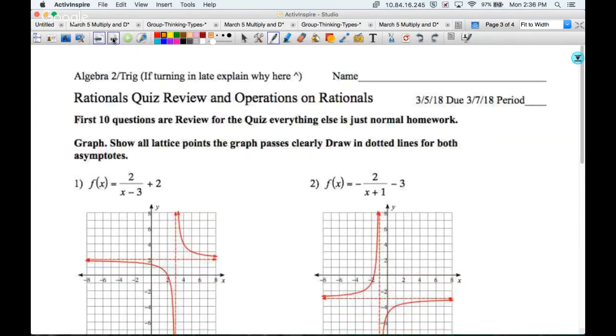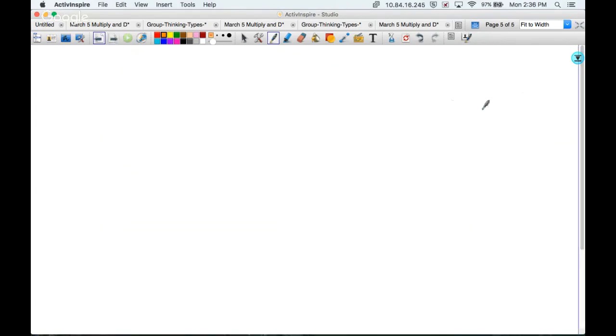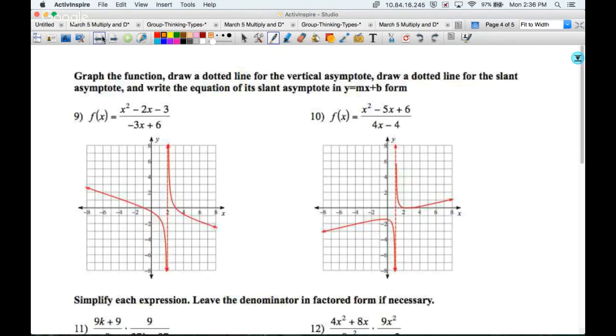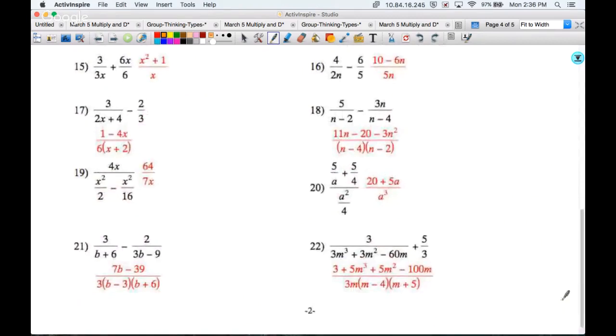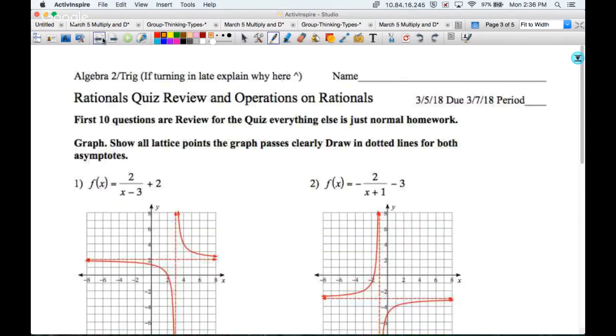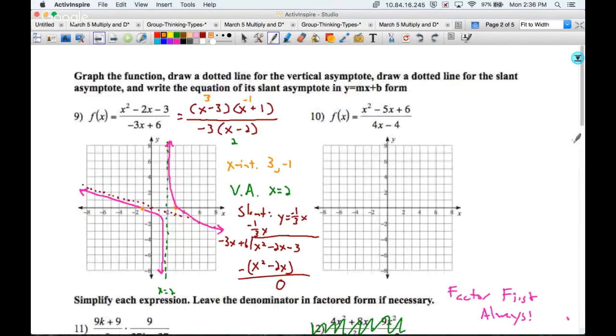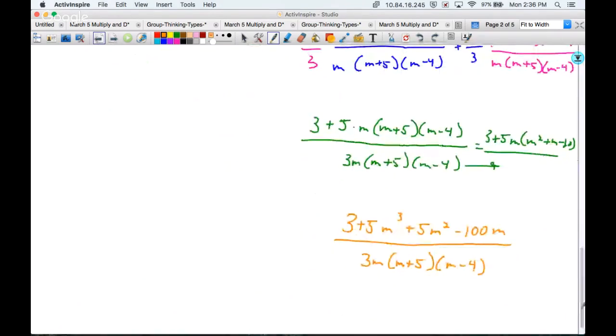Let's see how that compares to the actual answer key. It looks to be about the same. Yep, that looks to be about the same.